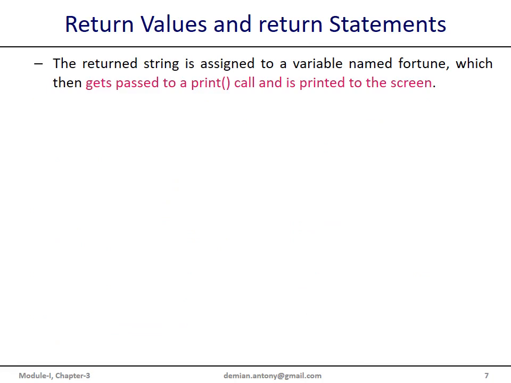A programmer can define a function with a return statement or without a return statement. If the function returns a value, then such a function is called a fruitful function. If the function doesn't return any value, such a function is called a void function.